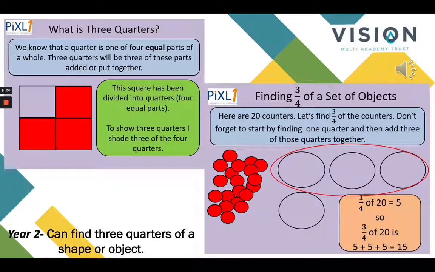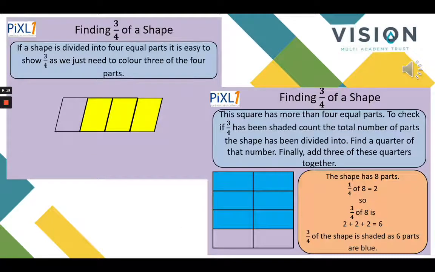So if we go back to this example, it says finding 3/4 of a set of objects. So there's 20 counters, and to find 3/4 of the counters, we need to begin by splitting the counters up into 4 groups, and then we're going to be adding 3 of those groups together so that we are having 3 out of 4 of those groups. We would introduce this pictorially with shapes and shading parts of the shape, then extending this to include numbers too.